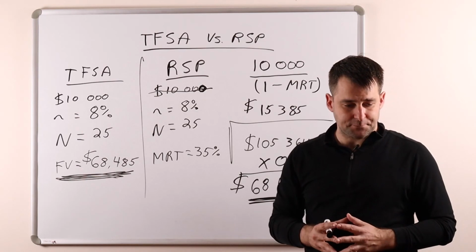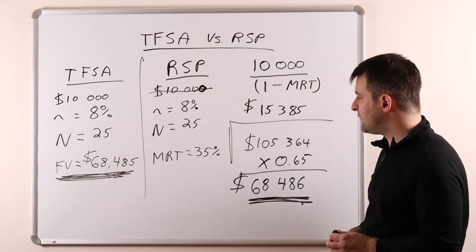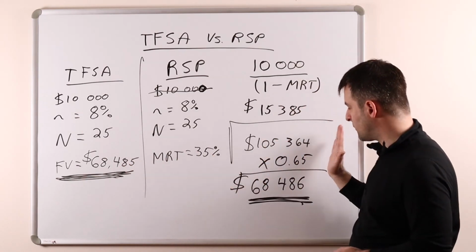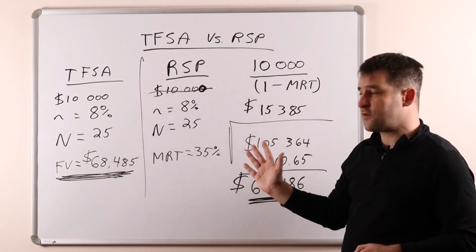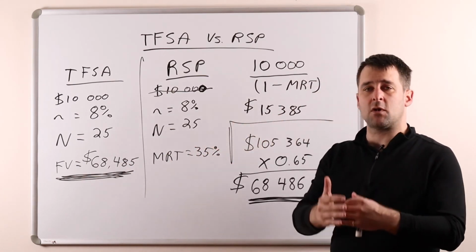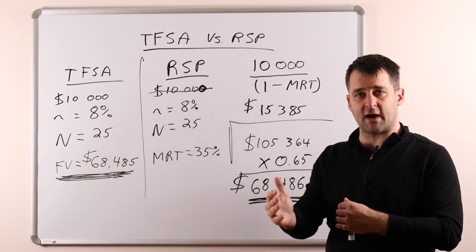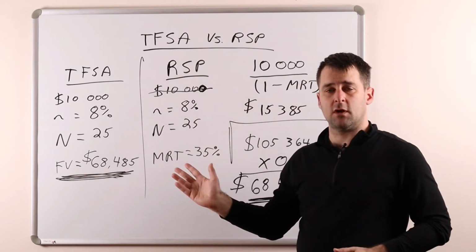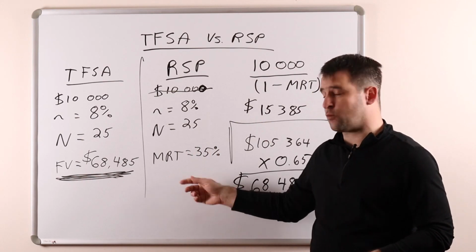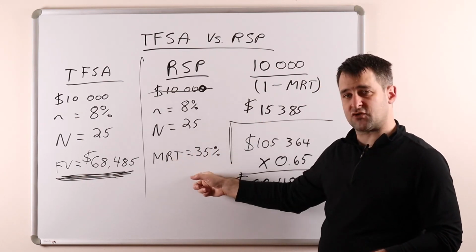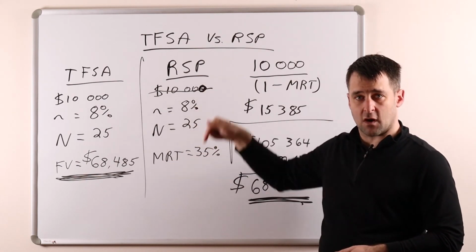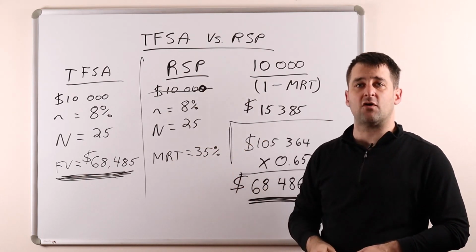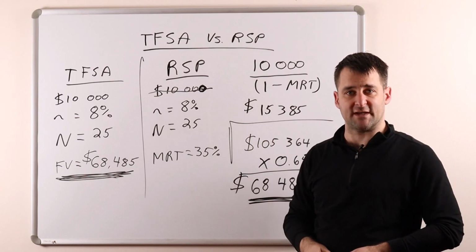So on that, I'm going to leave you with that example. This is the numbers example as to which one is better. If your marginal rate of tax is the same pre-retirement versus retirement, then they're the same. If your marginal rate of tax in retirement will be higher, it's detrimental to use an RSP. If your marginal rate of tax in retirement is lower, then you're better off using the RSP, all things equal.